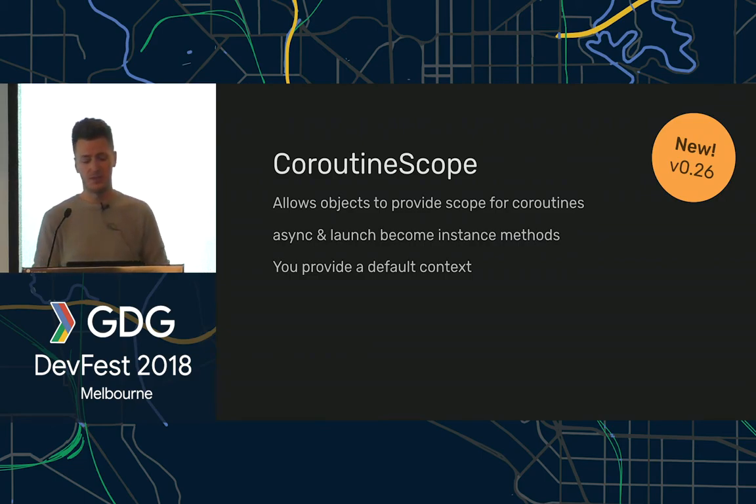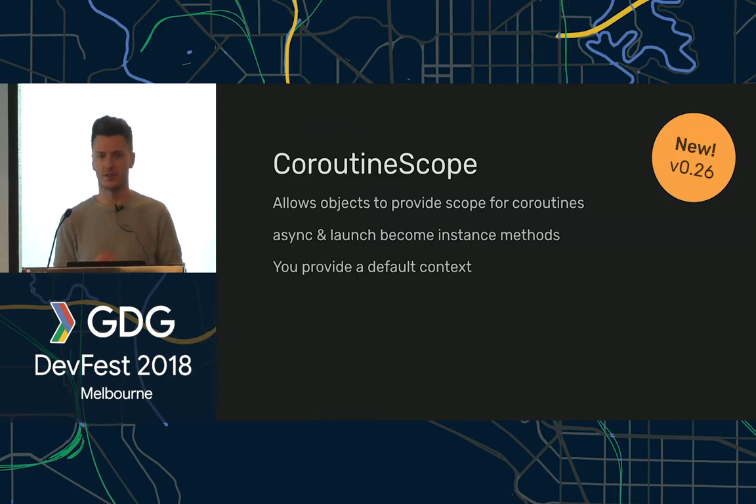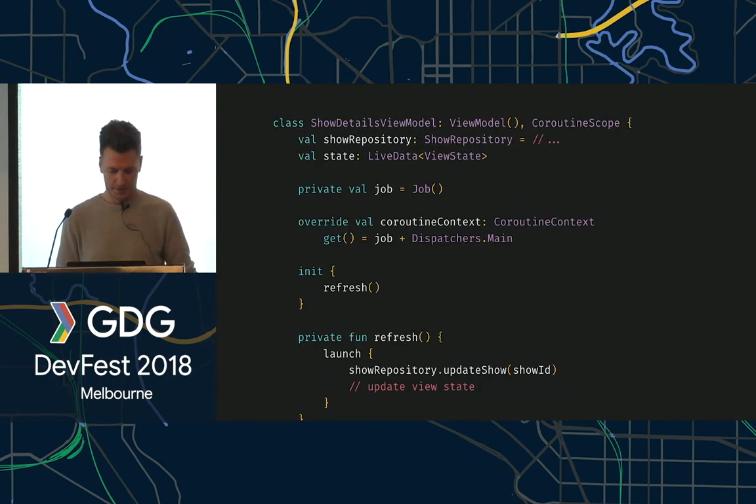One of the things you have to do when you use CoroutineScope, which is an interface, is provide a default context. And that context tells the coroutine how it's going to be run. So let's go for an example. Here's a very simple example.